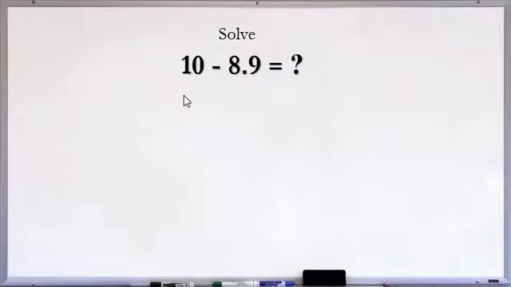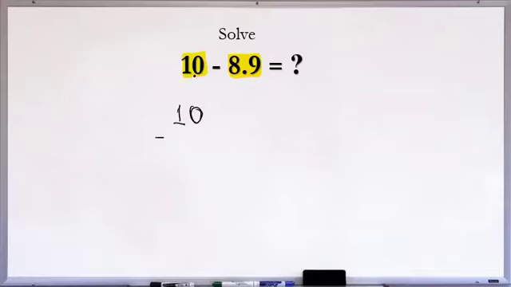The question says solve 10 minus 8.9. This will give us what? We've got 10, and we've got 8.9. It's got a decimal point, so we need to be aware of that. So we have 10, and we will be subtracting 8.9.